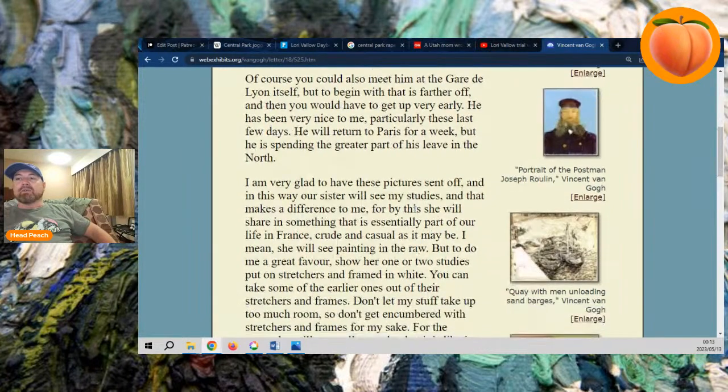He says, "Of course, you could also meet him at the Gare de Lyon itself." That's the train station. "But to begin with, that is further off, and then you would have to get up very early. He has been very nice to me, particularly these last few days. He will return to Paris for a week, but he's spending the greater part of his leave in the north."